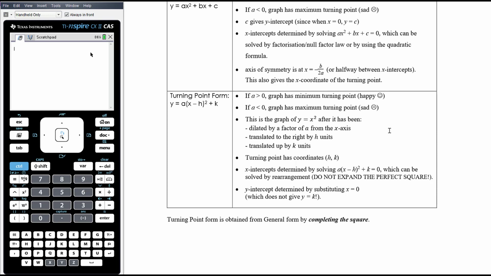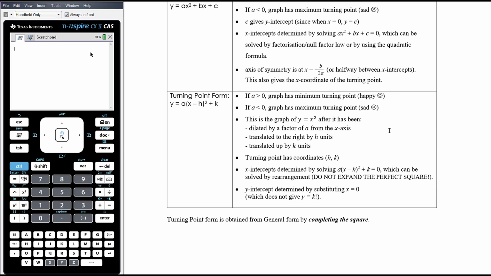And the nice thing about this equation is that a(x − h)² + k = 0 can be solved simply by rearranging. Do not expand out that perfect square. Take away k, divide by a, take the square root, add h. Okay, you do not need any quadratic skills. You should be able to give that to a year 7 student who knows nothing about quadratics but who knows about equation solving, and they should be able to solve that, because all you're doing is just doing the same thing to both sides until you get x on its own.